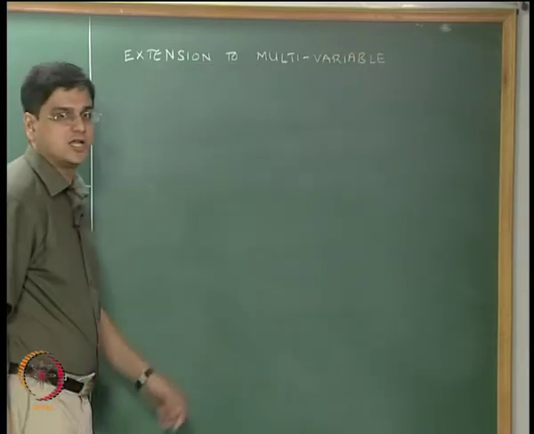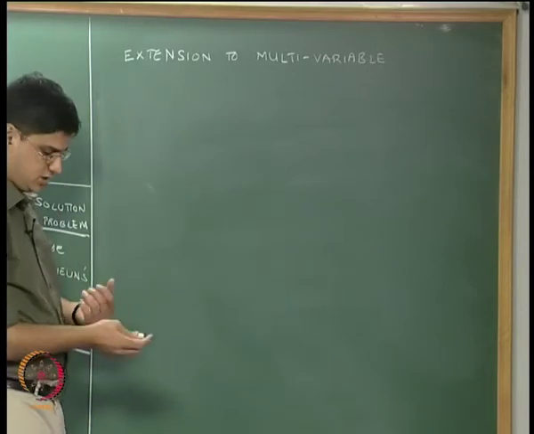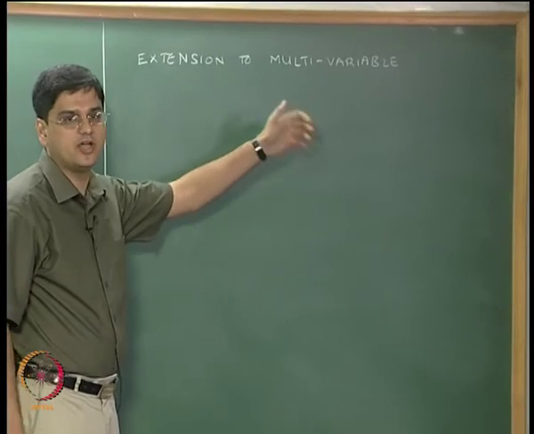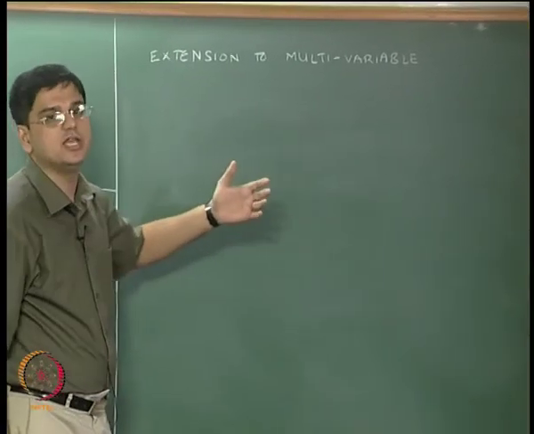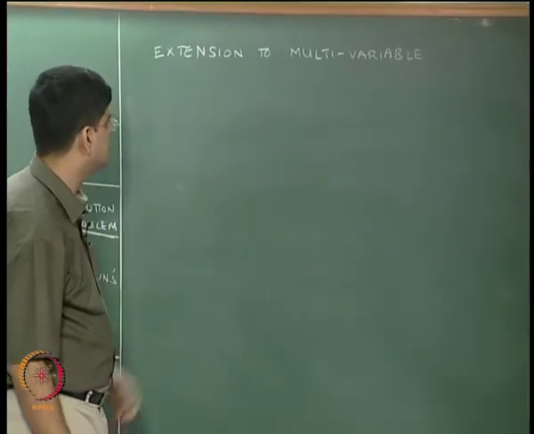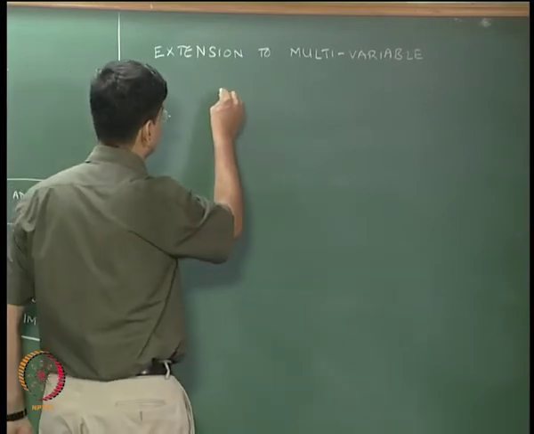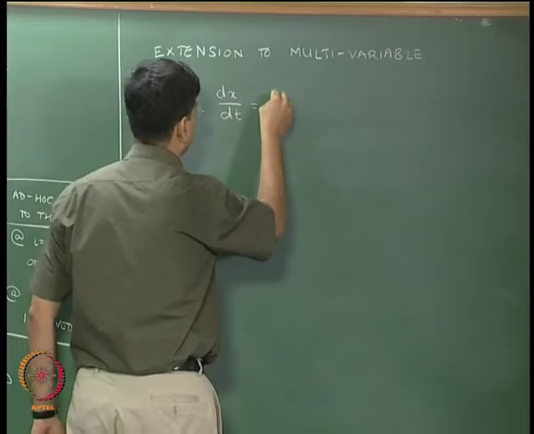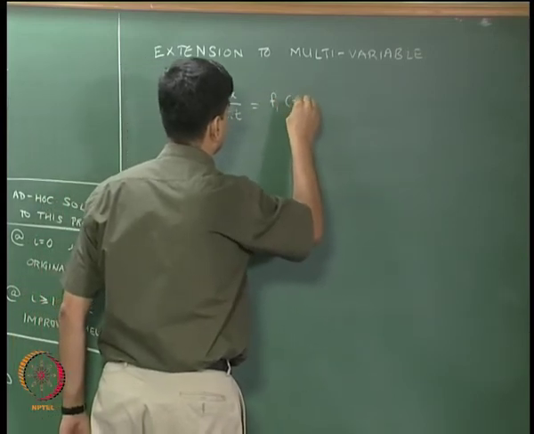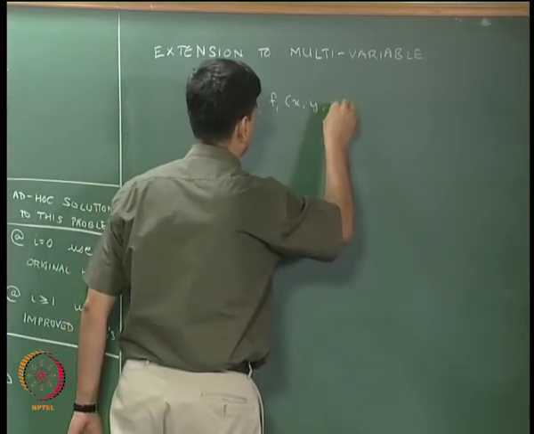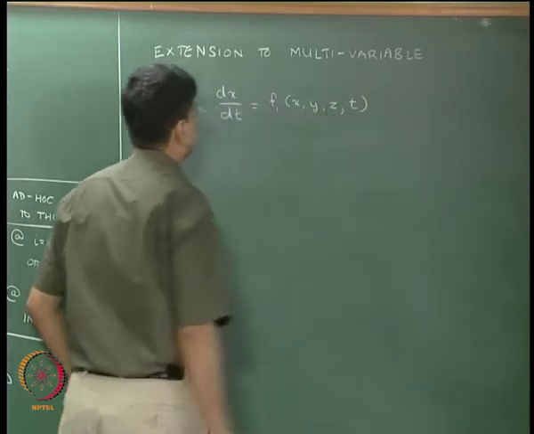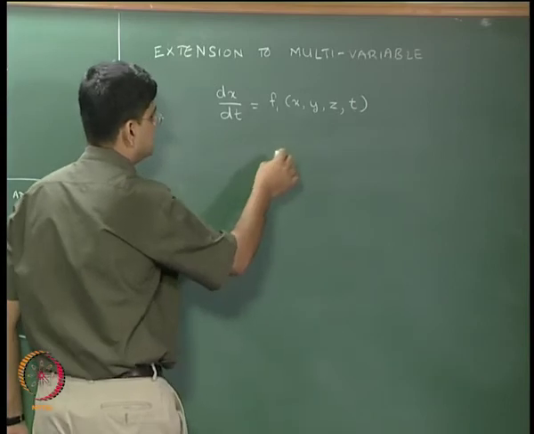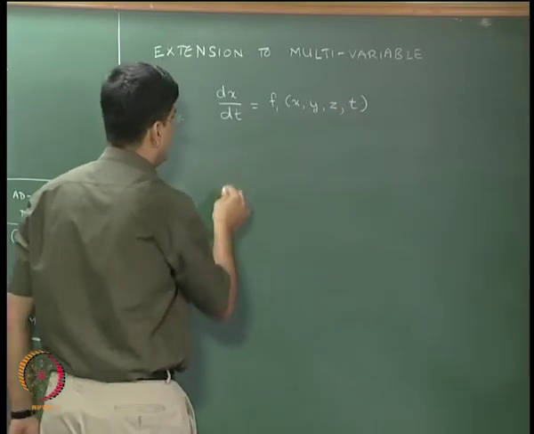Consider that we have equations of the form dx/dt equal to f1, dy/dt equal to f2, and so on and so forth. Let us just consider three dependent variables x, y and z, and t.